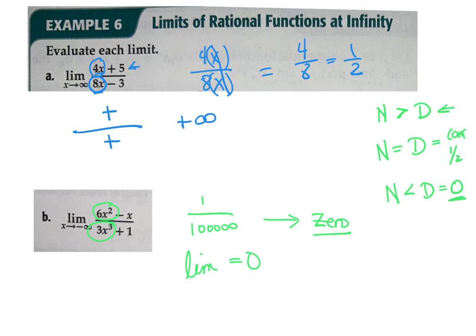So when we're giving our answer, if your highest exponent is the same, you're going to end up with a number. Okay? When your denominator is bigger, you're always going to have the answer of 0. Always. Okay? And when your numerator is bigger, it's going to be approaching an infinity. So let's look at that one. Let's look at this last one.